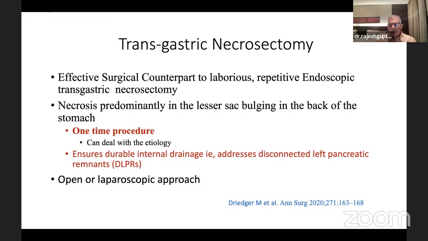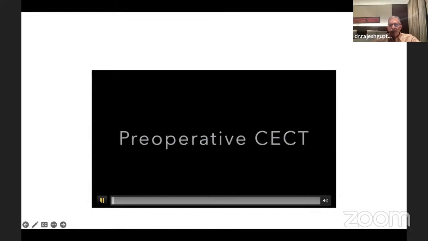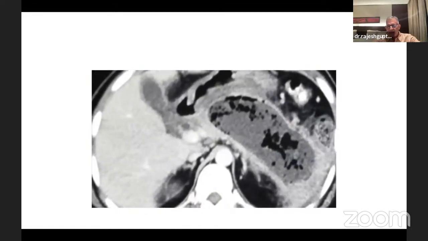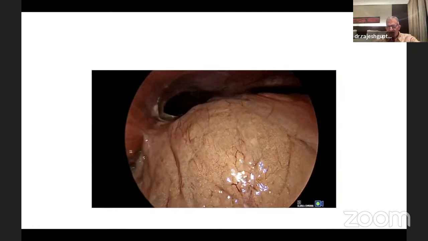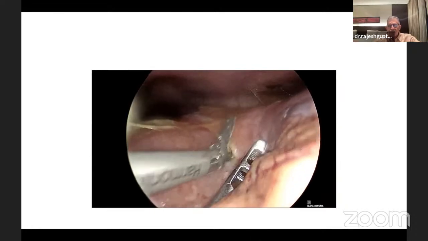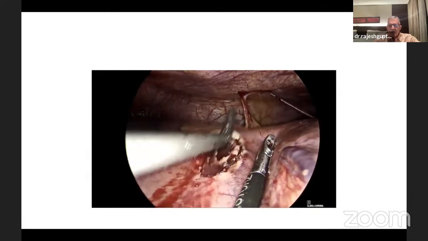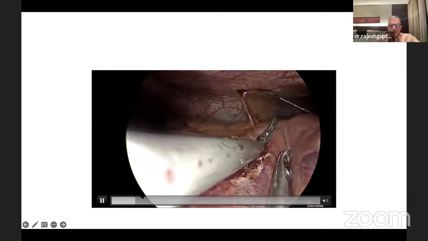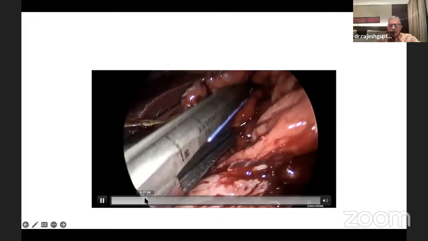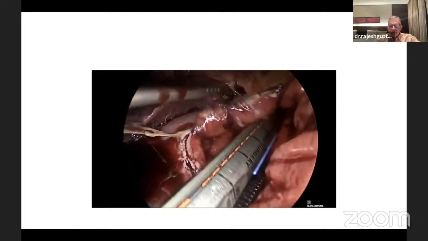So transgastric necrosectomy can be done both by open and laparoscopic approach. I am showing a video of a laparoscopic approach where there is a large necrosum, and we can see that bulge on the stomach as we enter the cavity, and after the anterior gastrostomy, we make a hole in the posterior wall.